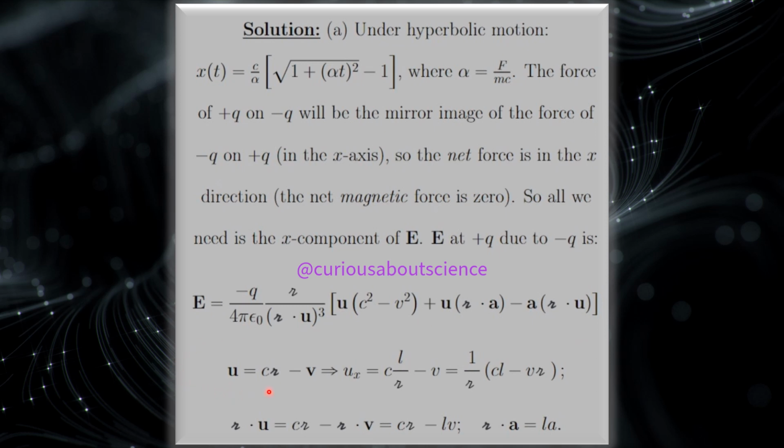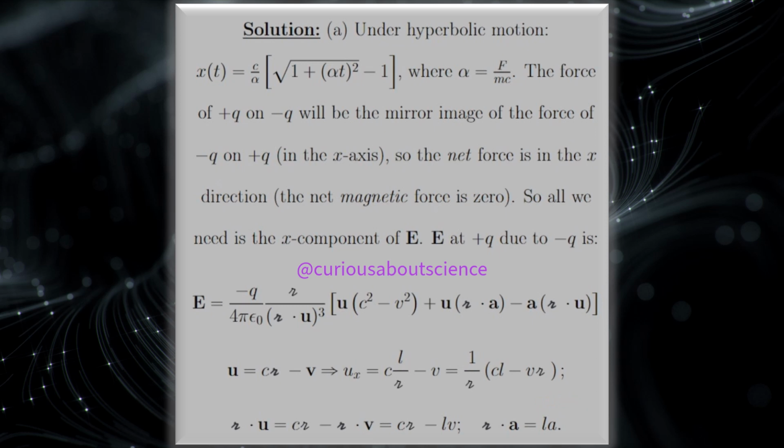u being c script r minus v. This tells us that the x direction is equal to c. Script r was L over script r as far as magnitude. And then we have minus v, and then we factor out the magnitude of 1 over r by putting it in there. Then script r vector dot u leaves us with a cr minus Lv, and then script r dot a leaves us with an La, again for the x direction.